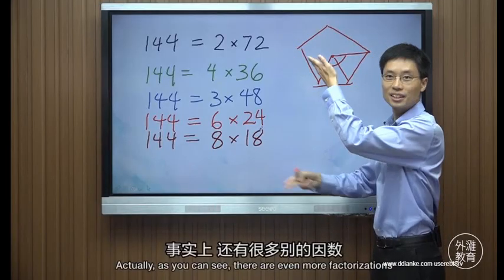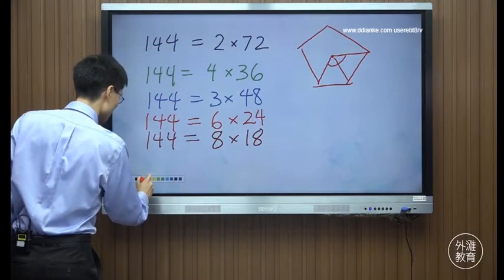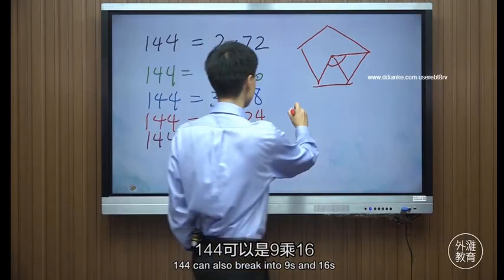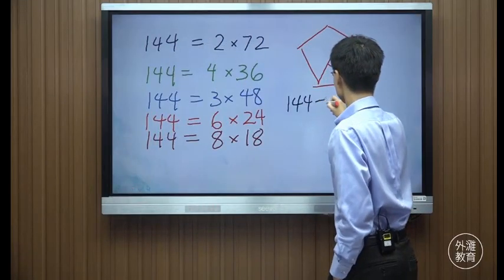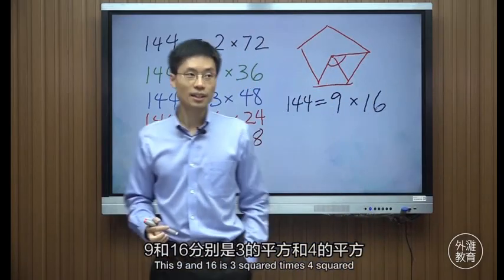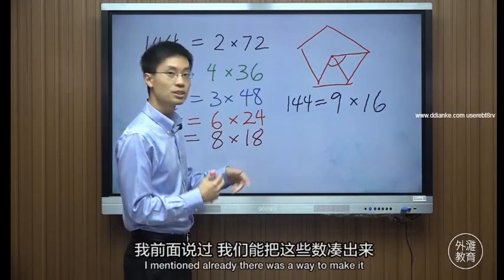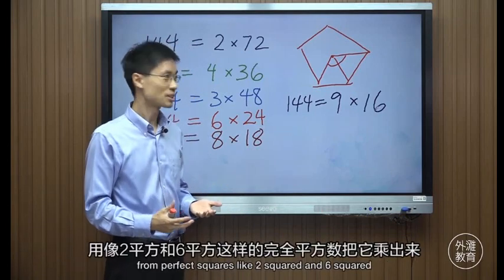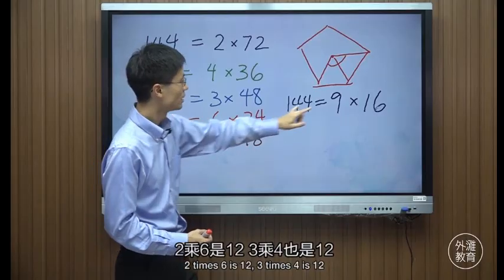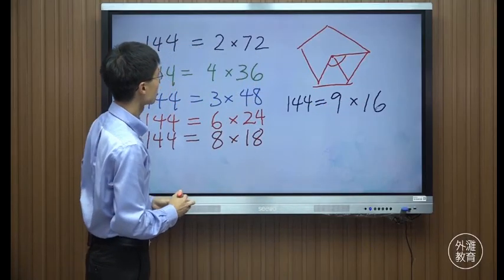Actually, as you can see, there are even more factorizations. I can keep going. 144 can also break into 9s and 16s. This 9 and 16 is 3 squared times 4 squared. I mentioned already there was a way to make it from perfect squares, like 2 squared and 6 squared. 2 times 6 is 12. 3 times 4 is 12. So here are all these different ways.